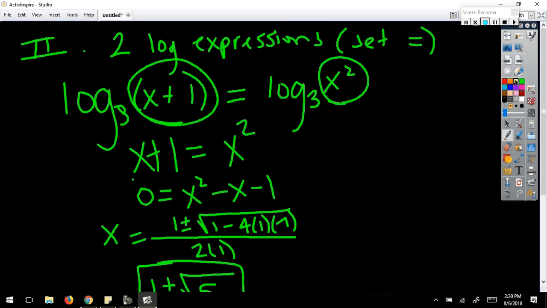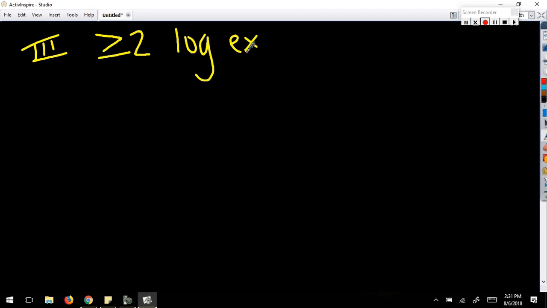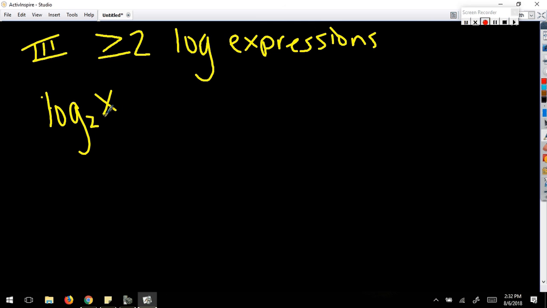Then I have a third scenario. And in this scenario, I'm going to say that I have 2 or more, greater than or equal to 2 log expressions. So this time, maybe I do have 2, but maybe they can't be set equal to each other because there's some more things going on in here. So I'm going to say something like log base 2 of x plus log base 2 of x minus 2 equals 3.